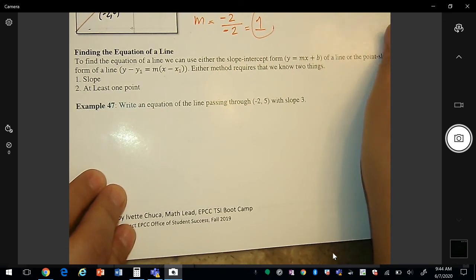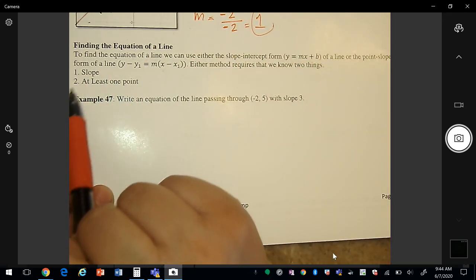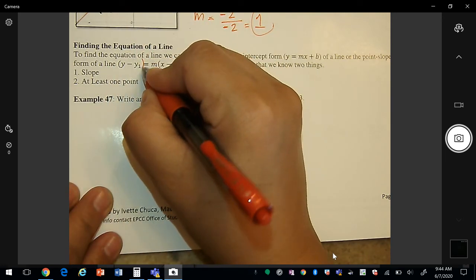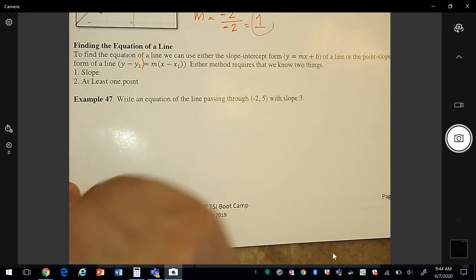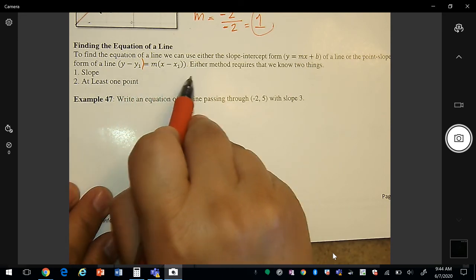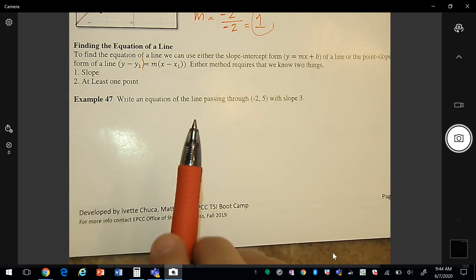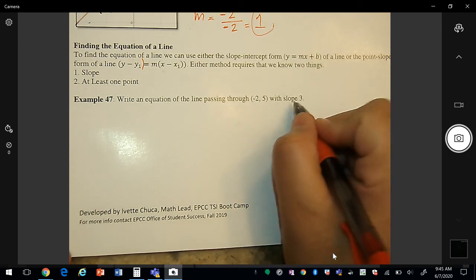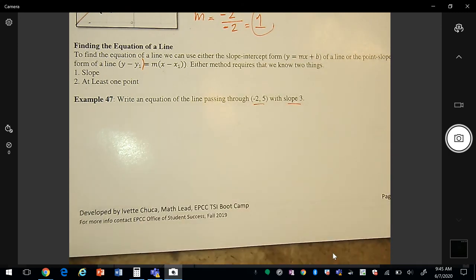Finding the equation of a line. In order to find the equation of a line, we need 2 things, the slope and at least 1 point. And then we can use the point-slope form of the line, which is y minus y1 equals m times x minus x1. So it says write the equation of a line passing through (-2, 5) with the slope 3. So we have our slope and at least 1 point.